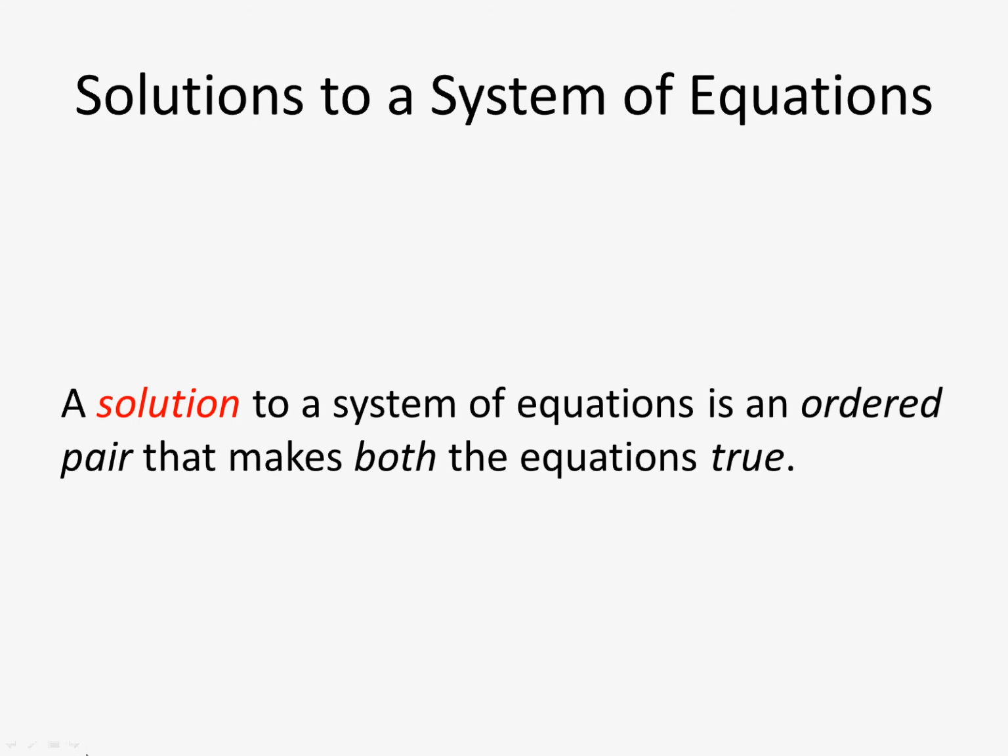So what is a solution to a system of equations? We looked at a system of equations and we said that they were both equations that had x's and y's in them. So a solution to a system of equations is an ordered pair. So it's an x and a y value that makes both the equations true. Okay, so that's important. It can't just make one of the equations true, it has to make both of the equations true.